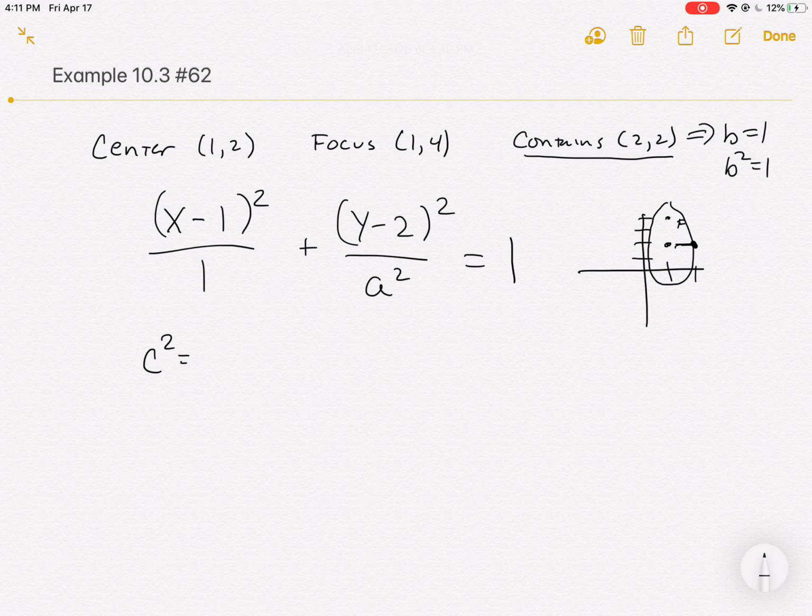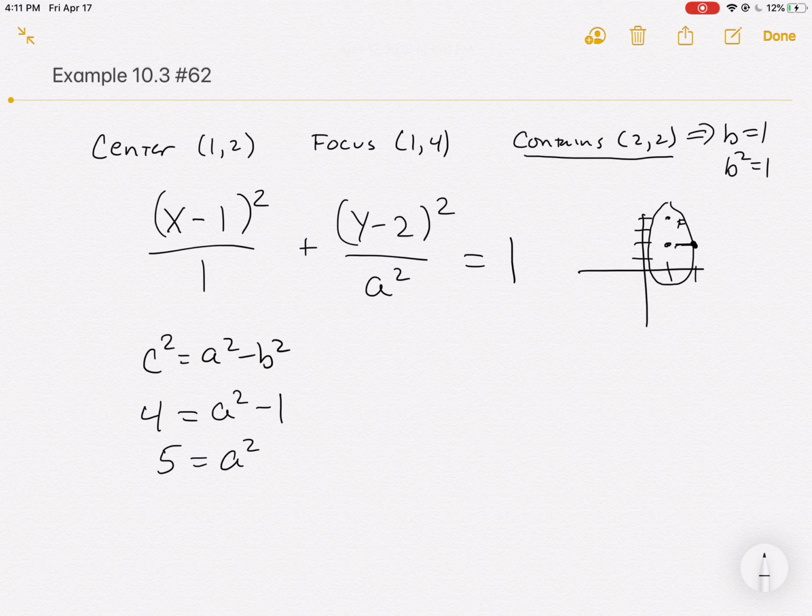I know c squared is equal to a squared minus b squared. Well, we know what c is. c was the change as we went from (1, 2) to (1, 4). So c was a change of 2. So c squared is 4, and that's equal to a squared, what I want to find, minus b squared. And so what's a squared equal to? a squared is equal to 5.